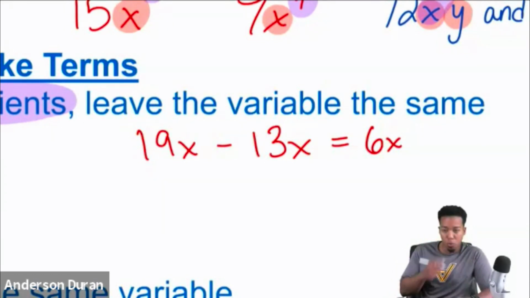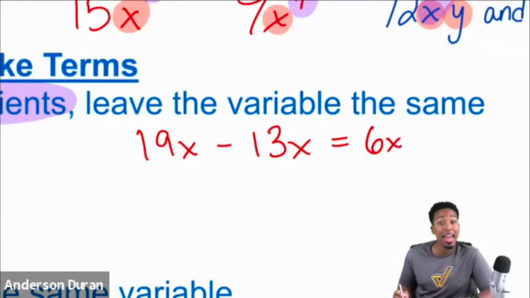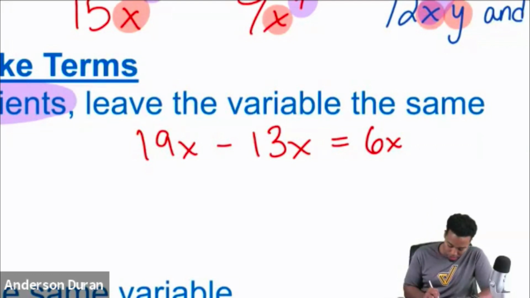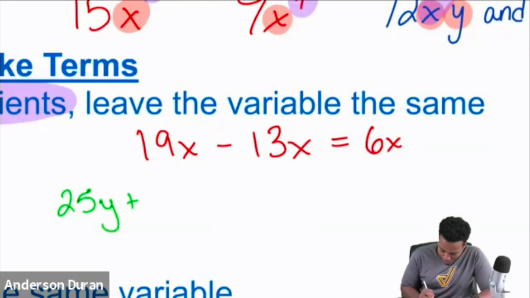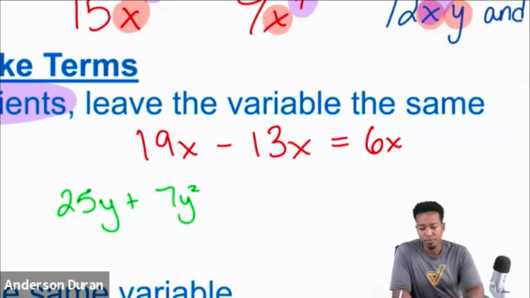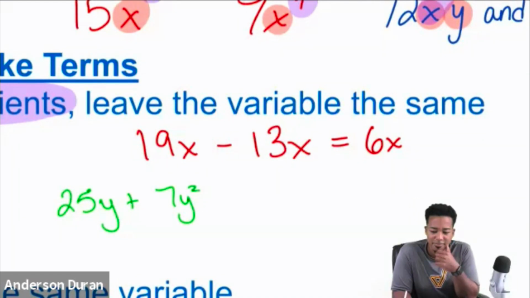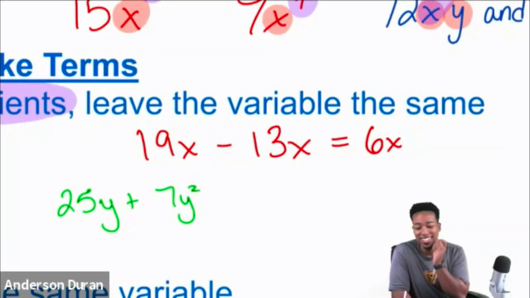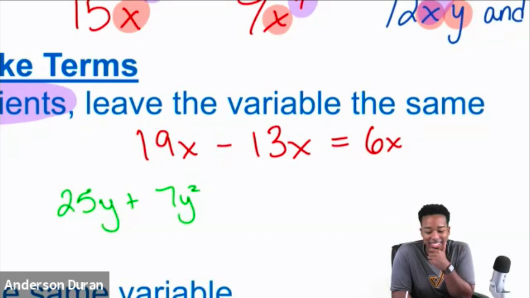Now let's try this one quick. What if we were trying to add these terms together? What if we had 25y plus 7 of those y squared? What would that be? Quick, go. Nobody has an answer? Come on, guys, hurry up. What's the answer going to be?